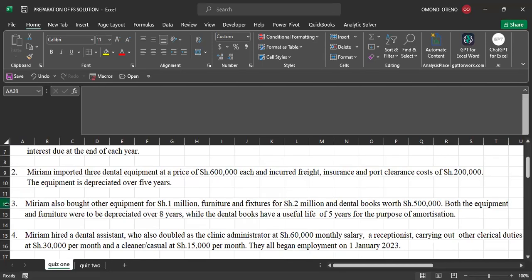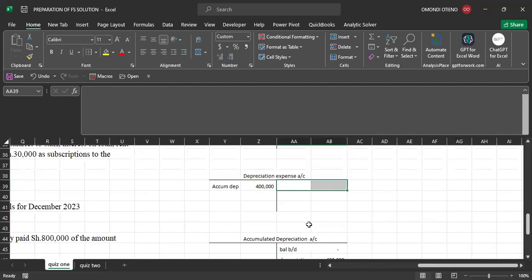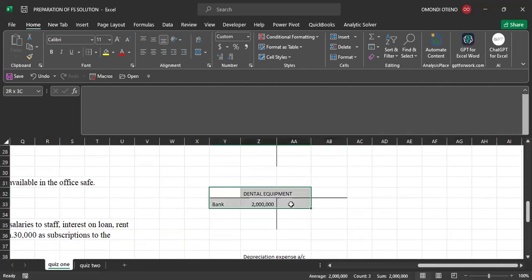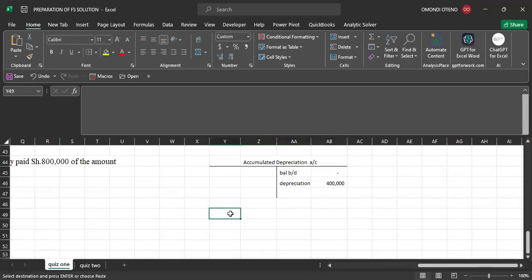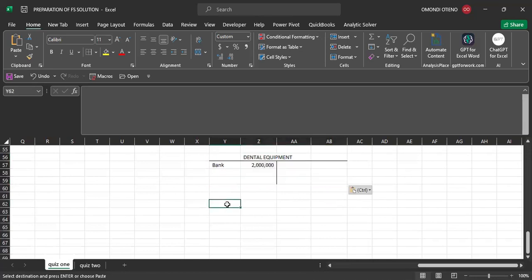The last one for today: Miriam also bought other equipment for 1 million, furniture and fixtures for 2 million, and dental books worth 500,000. So we have other equipment, dental equipment. We can have that other equipment down here. Then we have fixtures and fittings down here. Then we have dental books down here.